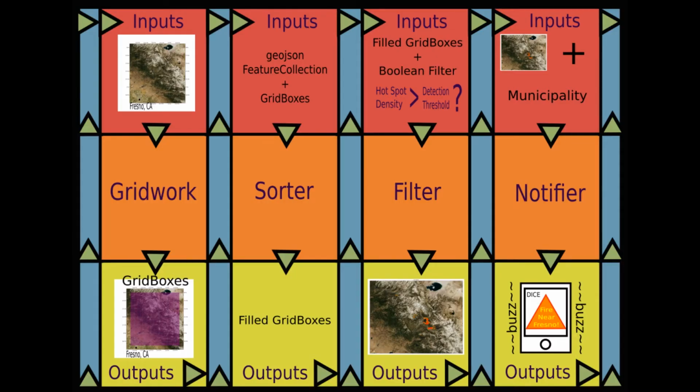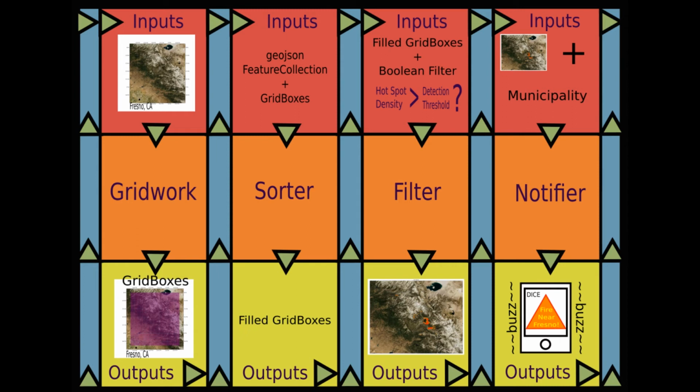The first is GridWork. GridWork creates a geospatial object within DICE which can be used by other tools. GridWork breaks down an input region into rectangles of equal ground area called grid boxes. Each grid box is a bucket that can hold other data.